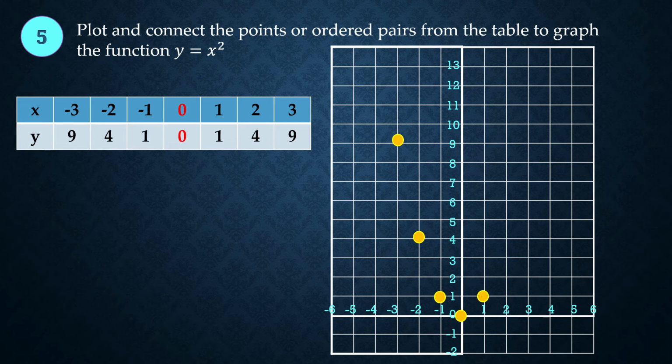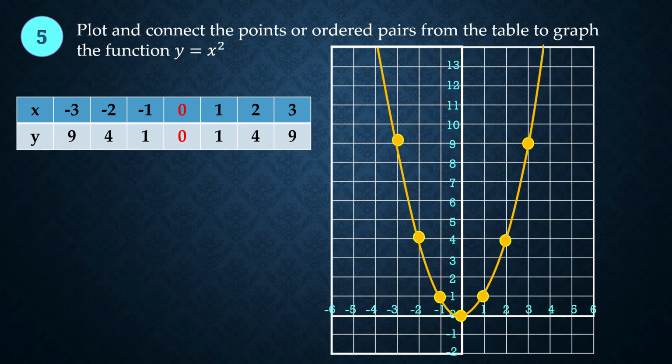The next, 1, 1. Next, 2, 4. You can see that the points are opposite each other. And more or less, the same. The values of y are the same for the opposite points, but they have different values of x, the same number but with different signs. Once we connect the points, it will give us a graph which is a parabola facing upward wherein the vertex is located at the origin.